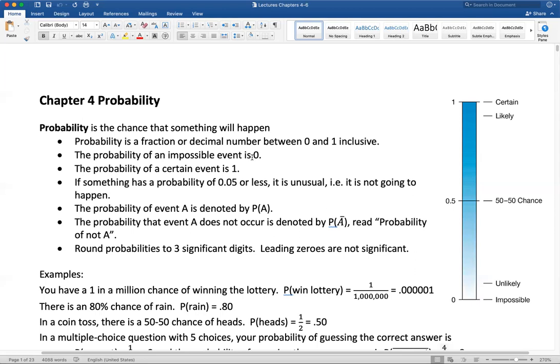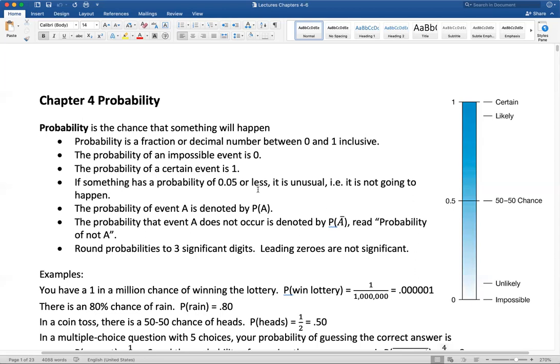It could be 0, it could be 1, but those rarely happen, so most of the time it is between 0 and 1. The probability of an impossible event is 0 and the probability of a certain event is 1. It makes sense. And if something has a probability of 0.05 or less, it's called unusual.